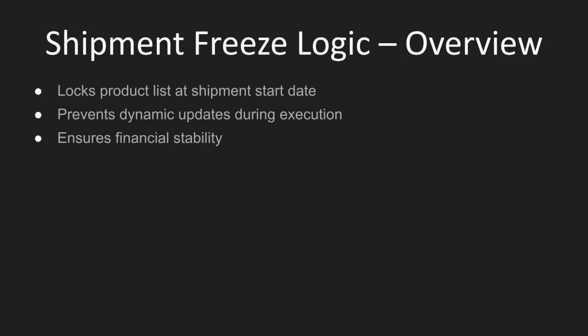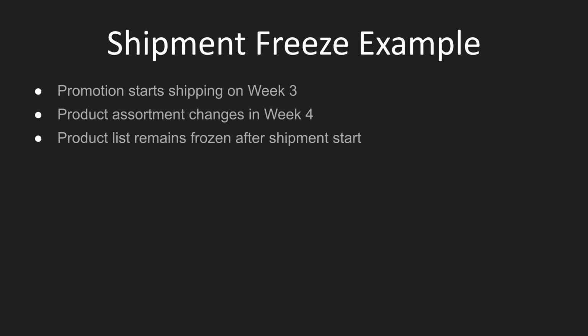Shipment freeze logic. Overview. To mitigate this risk, TPM provides shipment freeze logic. Shipment freeze locks the product list when the shipment start date is reached. Shipment freeze example. If a promotion begins shipping in week 3 and assortments change in week 4, the promotion product list remains frozen after shipment begins.